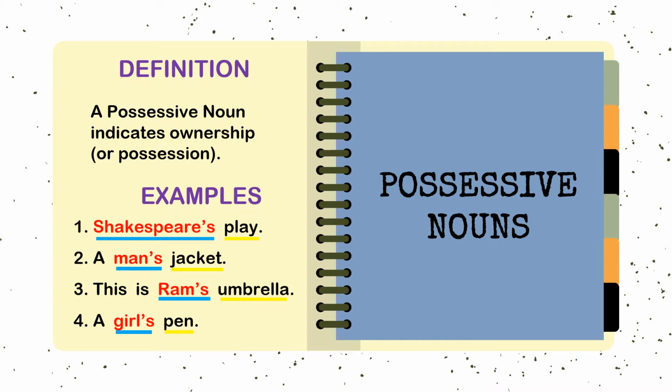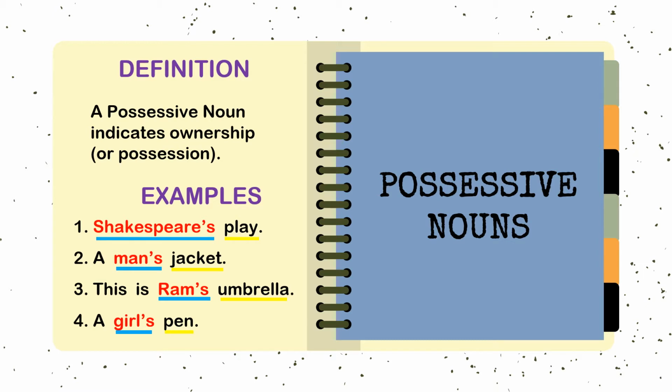Moving on to the details. Here's how possessive nouns are defined. A possessive noun indicates ownership or possession. Let us now look at some more examples of possessive nouns. Look at the first example, Shakespeare's play. Here, Shakespeare is the possessor, while play is the possession.